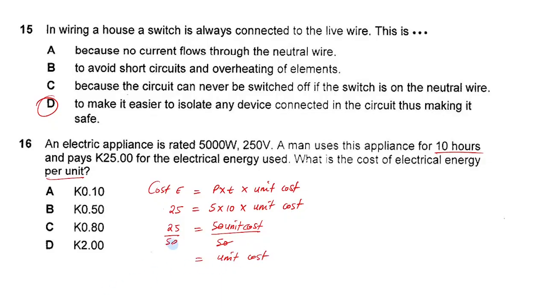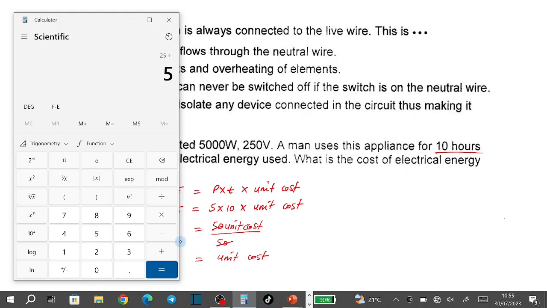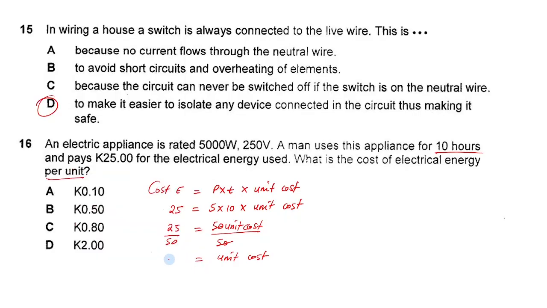So here it will be 25 divided by 50, which is 0.5. So here we're having 0.5. So that will be the price, meaning unit cost is going to be 0.5 kwacha. This one here, which is equal to B. So guys, understanding the question is very, very important in physics or in any exam or in any situation.